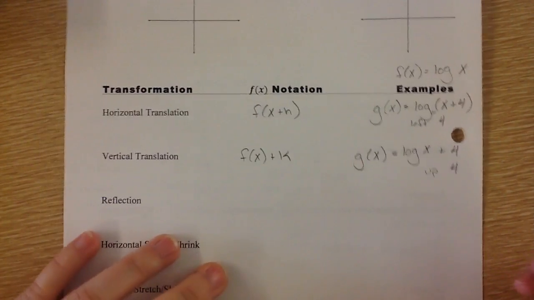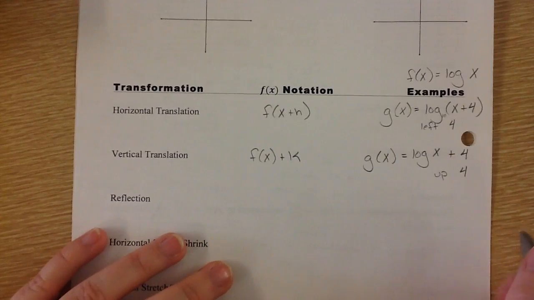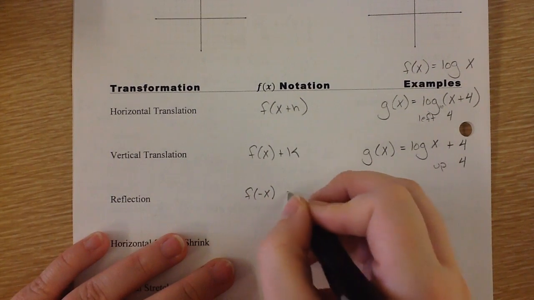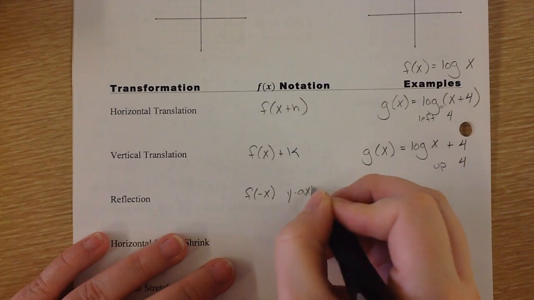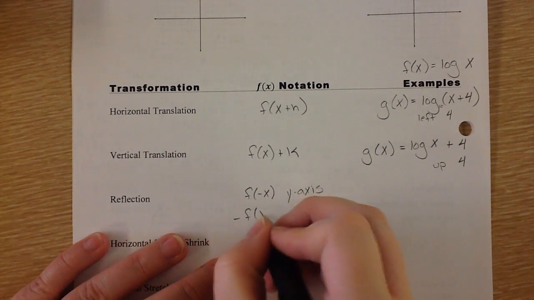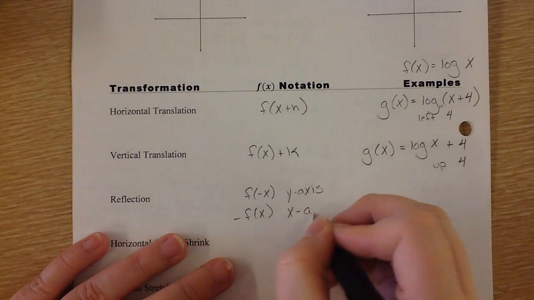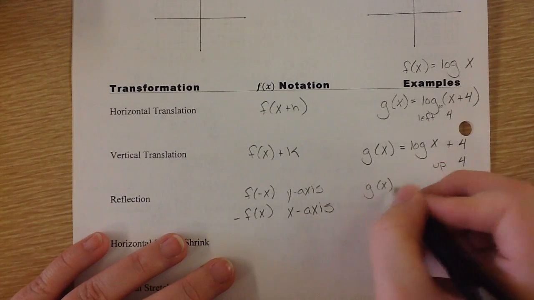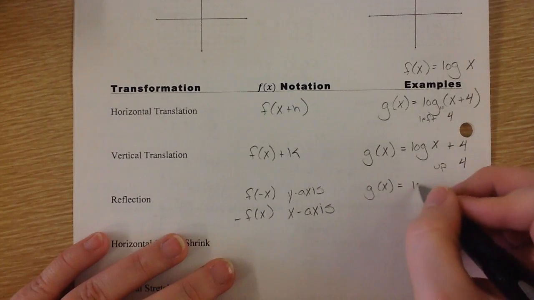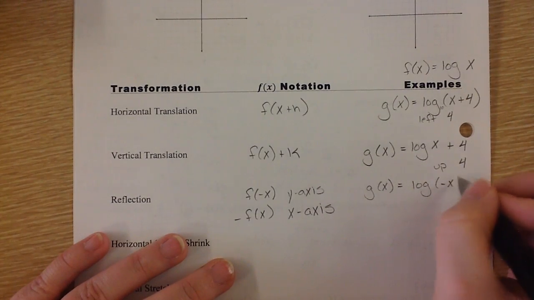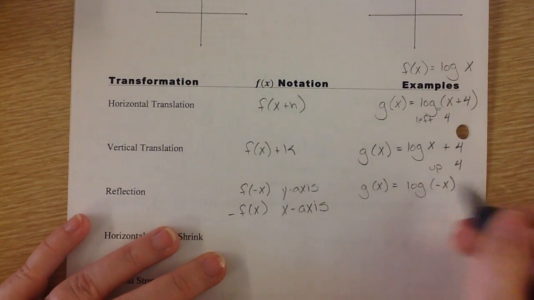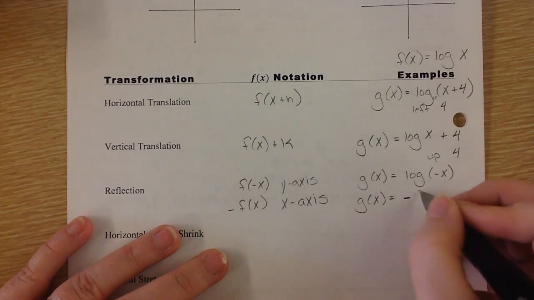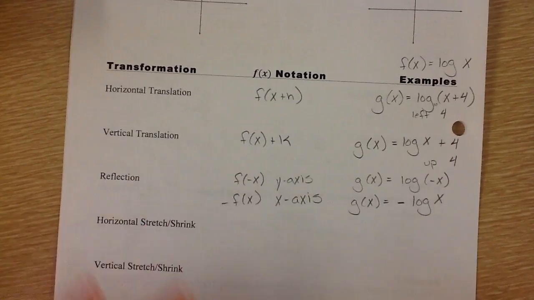Okay. Now again, a reflection, whether it happens inside or outside. Okay, inside the function is going to reflect it over the y-axis. Outside the function is going to reflect it in the x-axis. So in a log function, reflecting over the y-axis would be the log of negative x, because it happens inside on the x. A x-axis reflection is going to happen on the outside, the negative of the log of x.